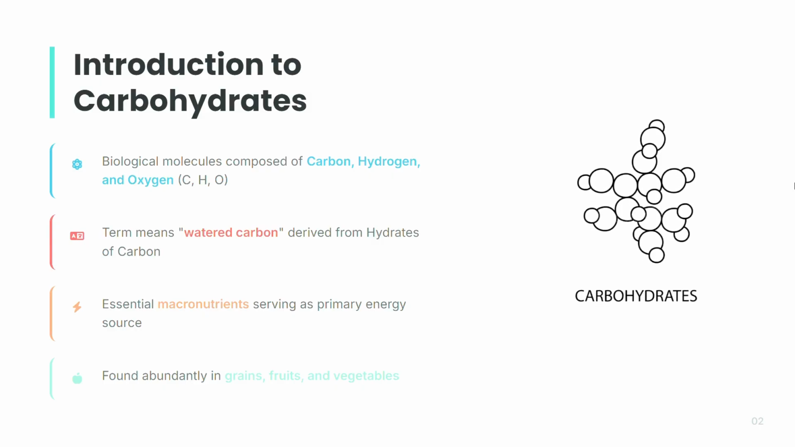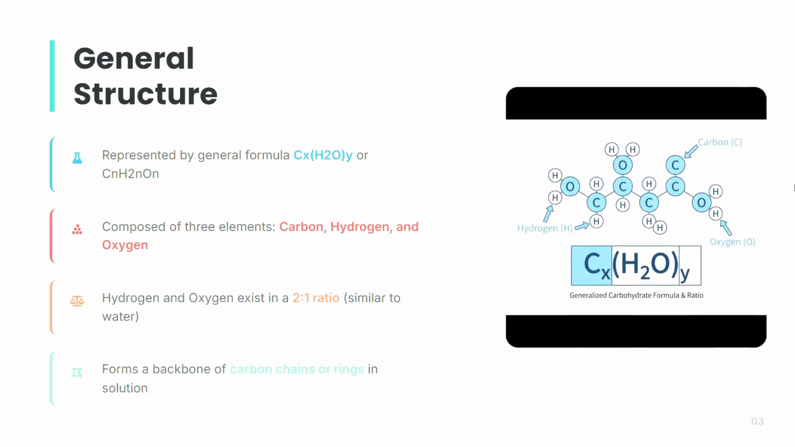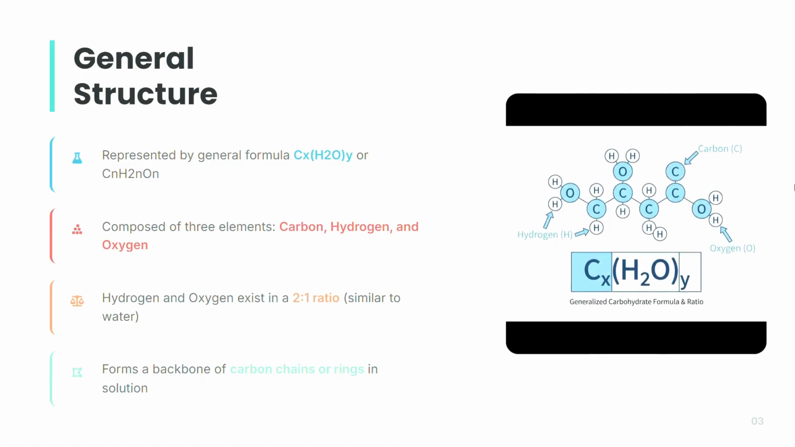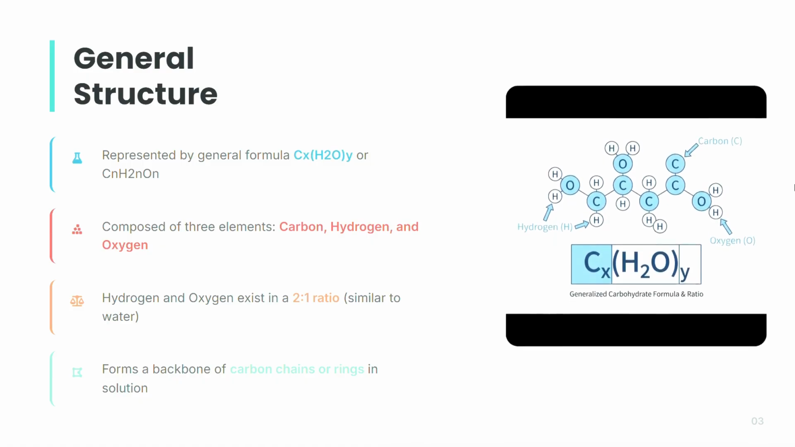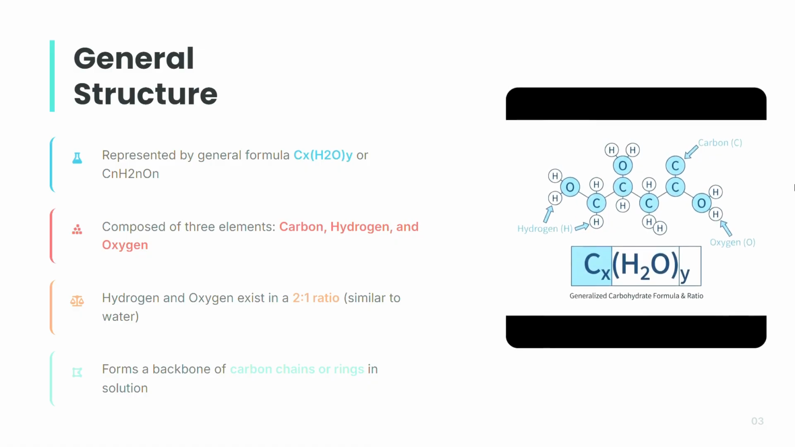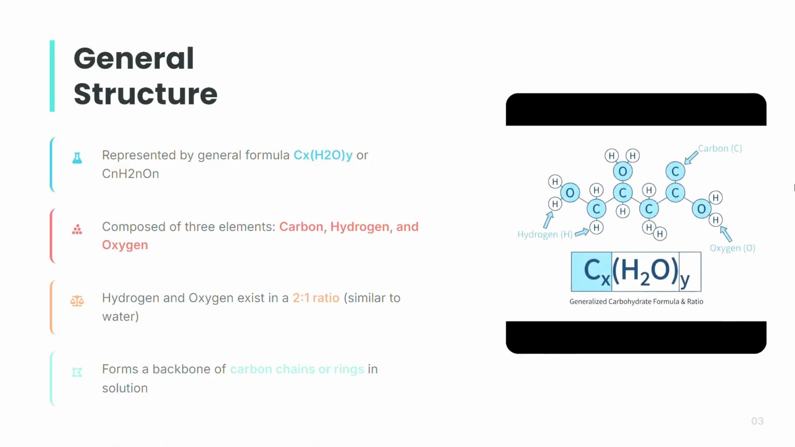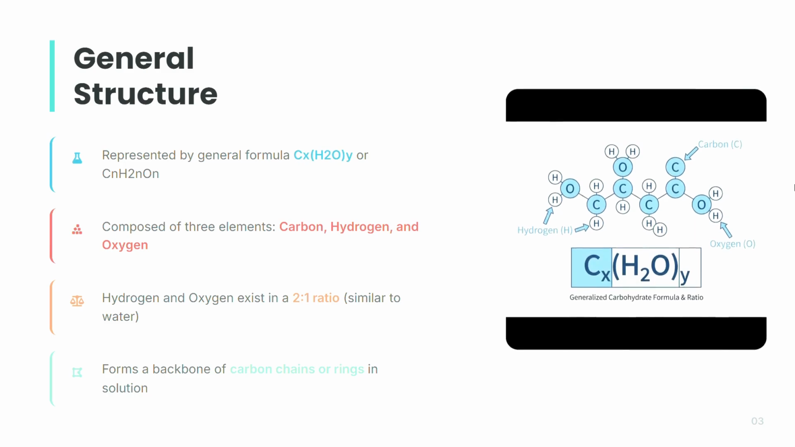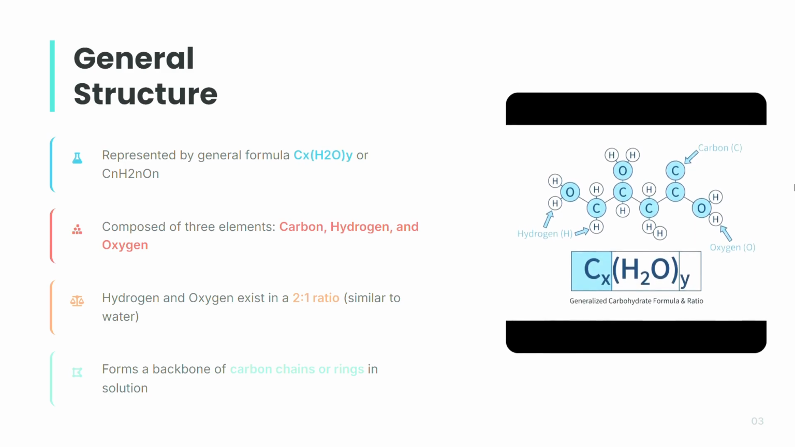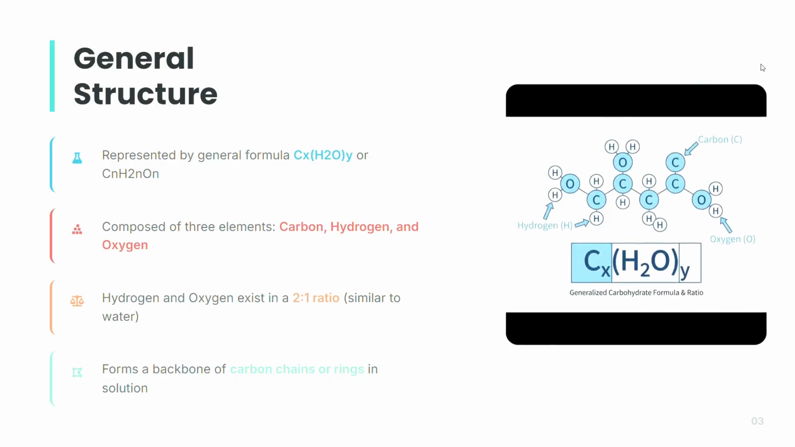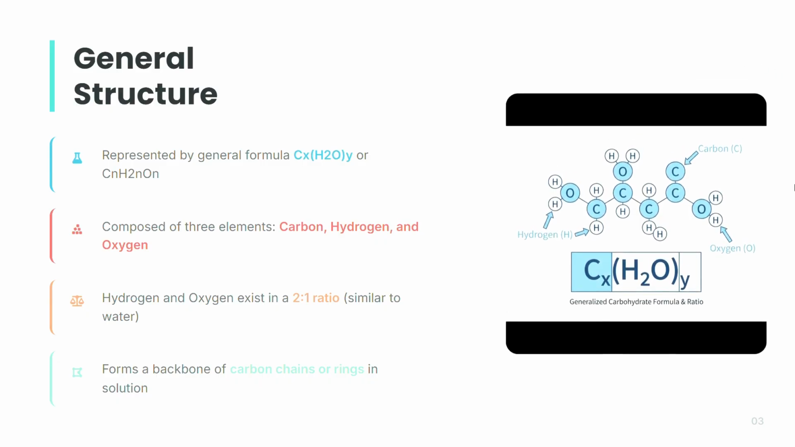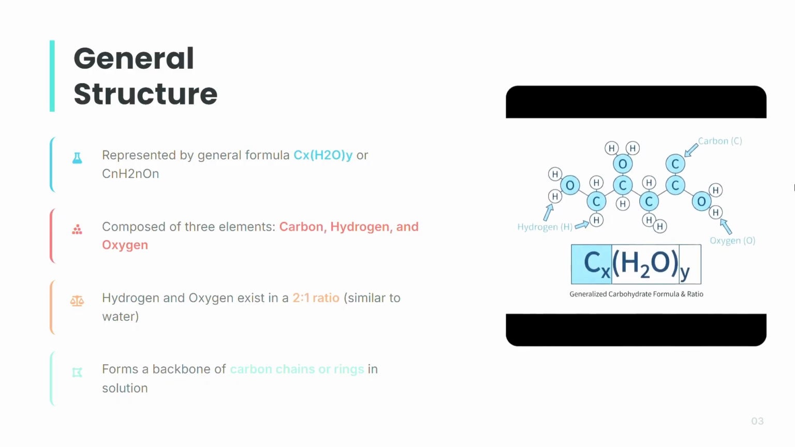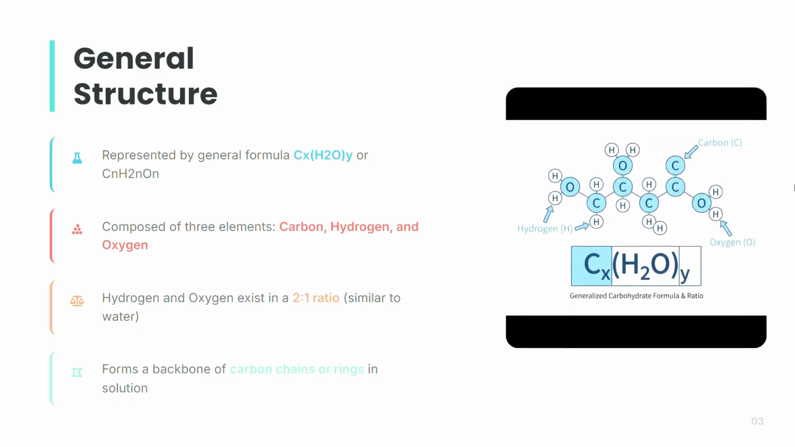Moving forward, let's understand the general structure of these molecules. Carbohydrates are represented by the general formula CxH2Oy. They are composed of just three elements: carbon, hydrogen, and oxygen. The hydrogen and oxygen atoms exist in a 2-to-1 ratio, which is similar to water. In solution, they form a backbone of carbon chains or rings.